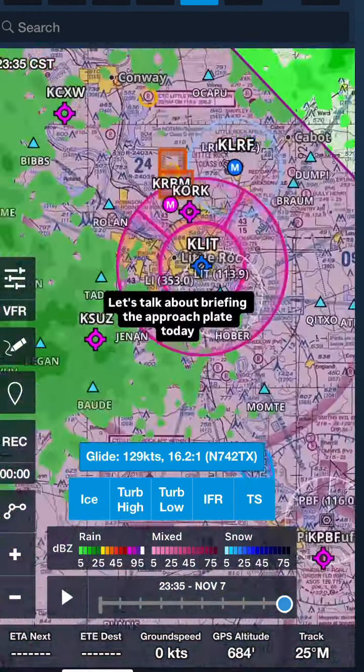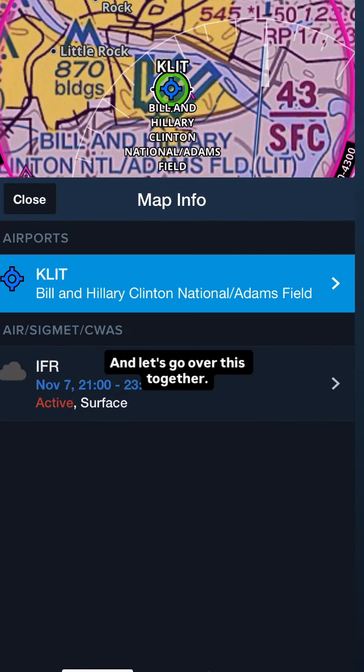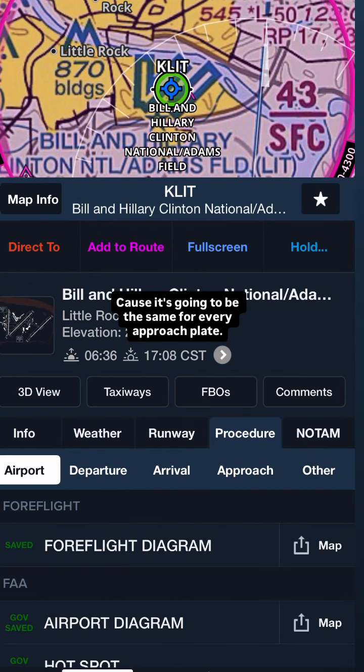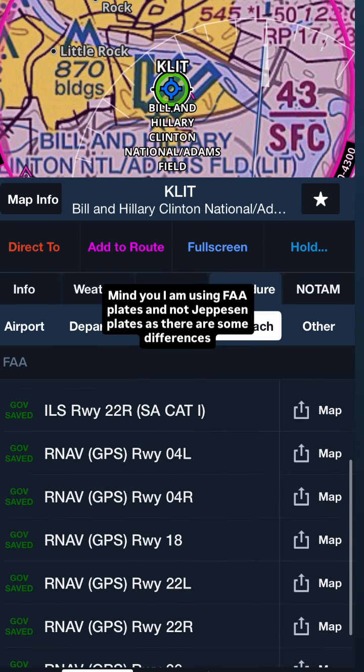Let's talk about briefing the approach plate today. Open up an approach plate, any approach plate, and let's go over this together because it's going to be the same for every approach plate. Mind you, I am using FAA plates and not Jeppesen plates as there are some differences.